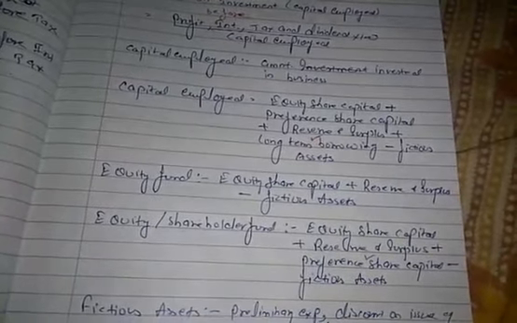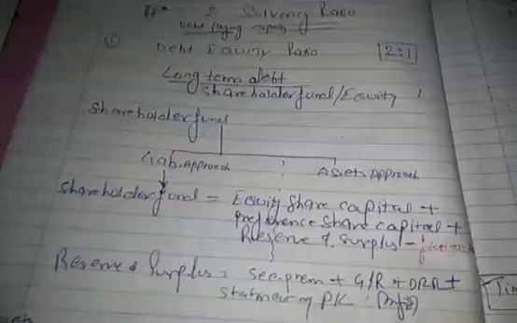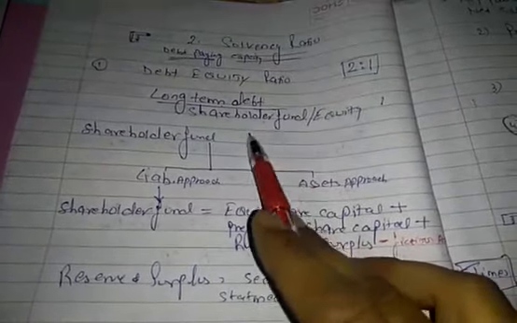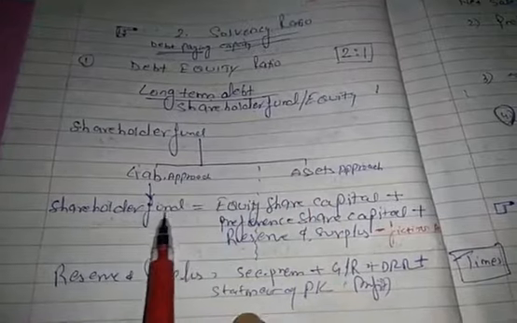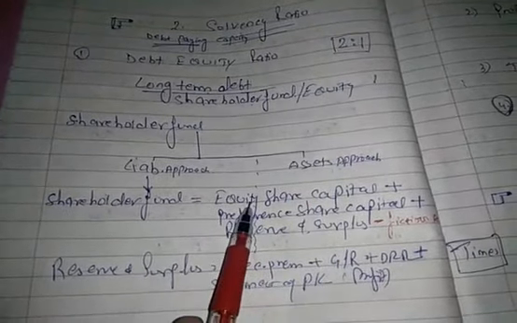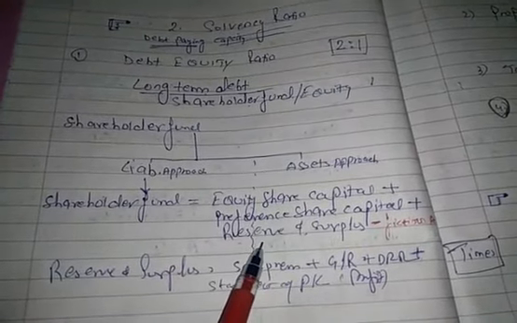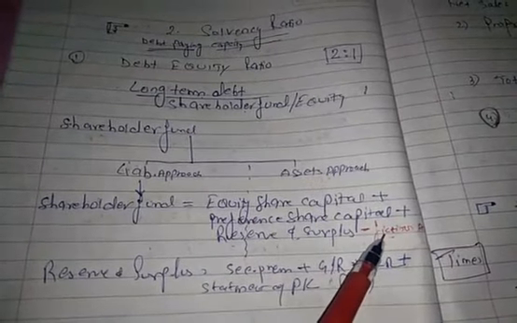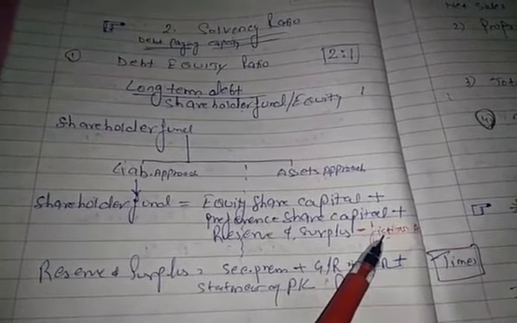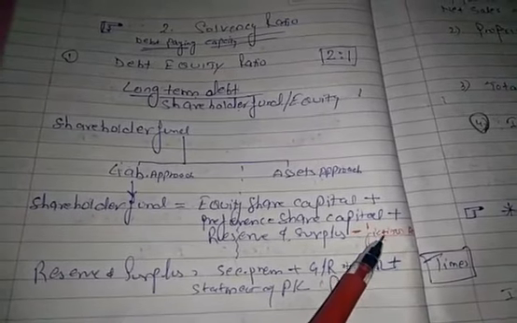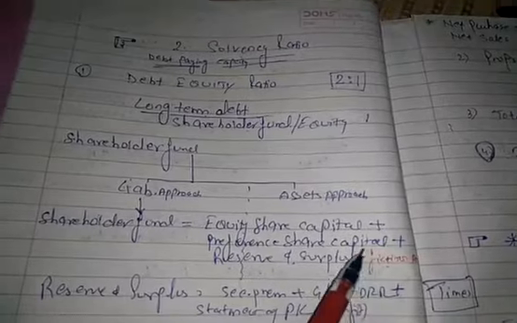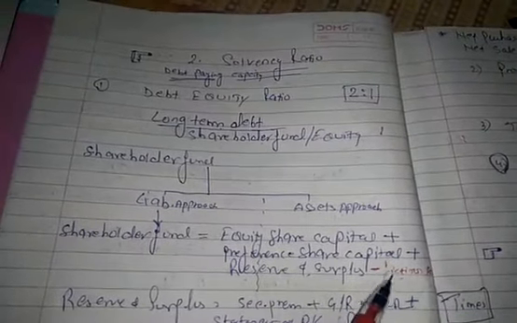One thing more I want to add in the shareholder fund: in the solvency ratio, we have to calculate the debt equity ratio. The shareholder fund is there. So shareholder fund is equity share capital plus preference share capital plus reserve and surplus minus fictitious asset. So we have to manage the fictitious asset. We know that the fictitious assets are preliminary expense, discount on issue of debenture, and premium on redemption, all are the fictitious assets.